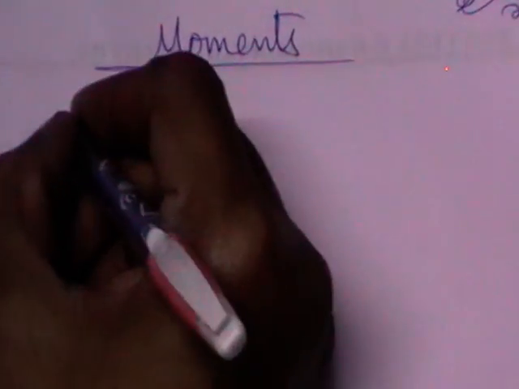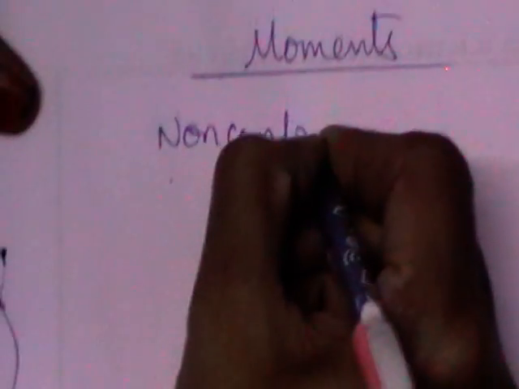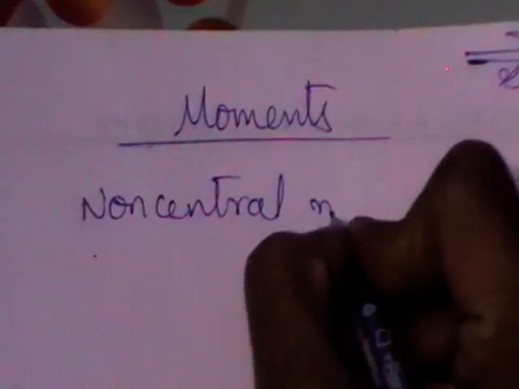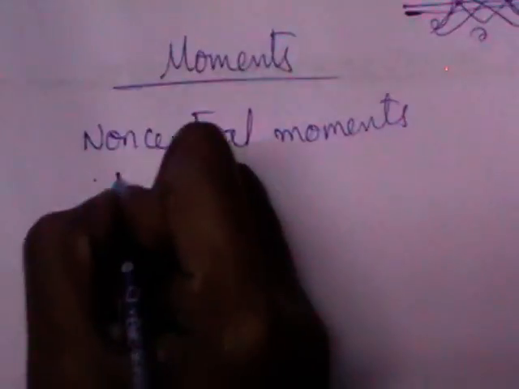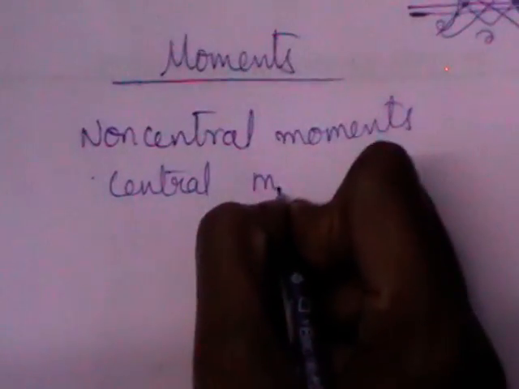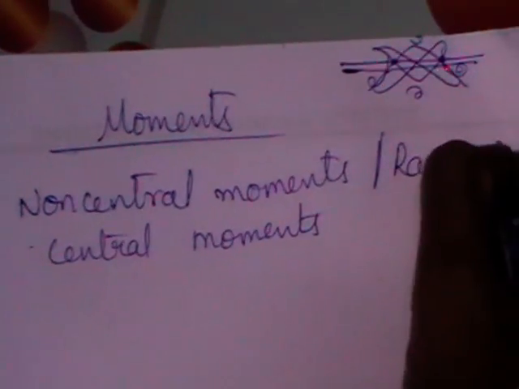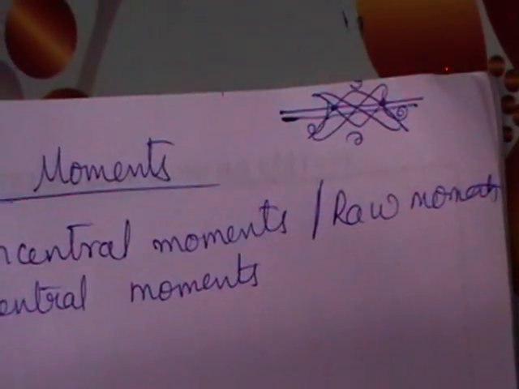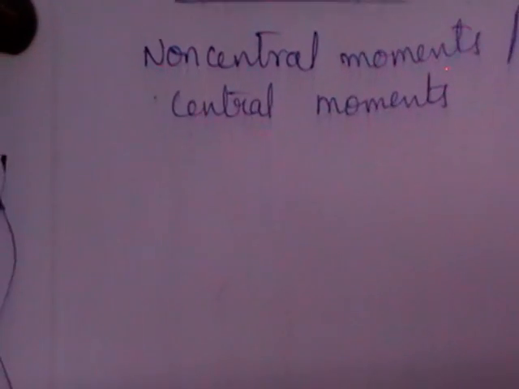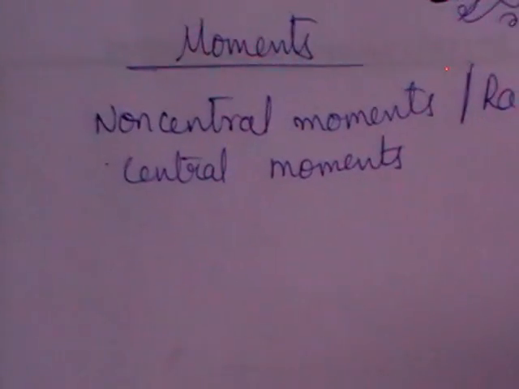From here onwards you are going to face more and more derivations also. Okay, you should be strong with mathematics, like simplifications using different properties of mathematics. So moments are of two types: non-central moments and central moments. The other name for non-central moments is raw moments.